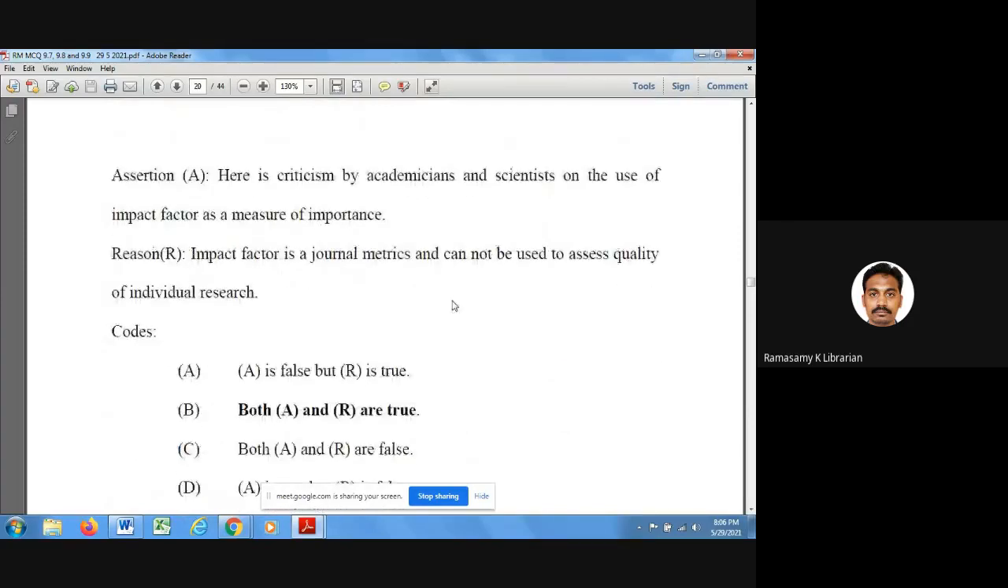Fine. Okay. Here is a criticism by academicians and scientists on the use of impact factor as a measure of importance. Yes, of course, people are debating whether impact factor can be used to measure the relative importance. There's always criticizing. Do we have any other better measures? They are discussing. Impact factor is a general metric and cannot be used to assess quality of individual research. That's exactly right. Impact factor is calculated only for those 27,000 plus journals which are indexed in Web of Science database. No other journal will have impact factor value. So both A and R are true.